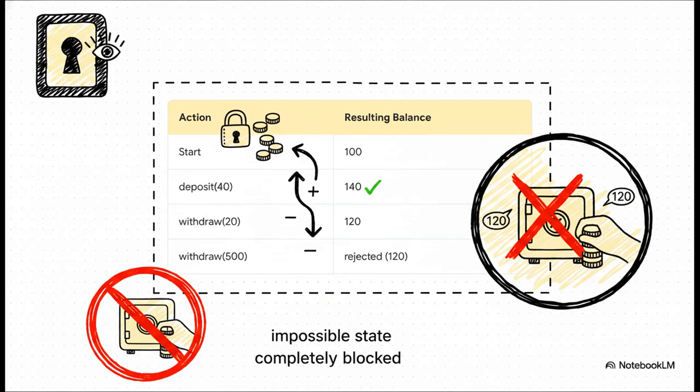But what happens if someone tries to withdraw 500? Well, because our balance is strictly hidden and protected by our methods, the withdrawal method recognizes we only have 120 and outright rejects the action. The balance stays safely at 120. That impossible state is completely blocked.